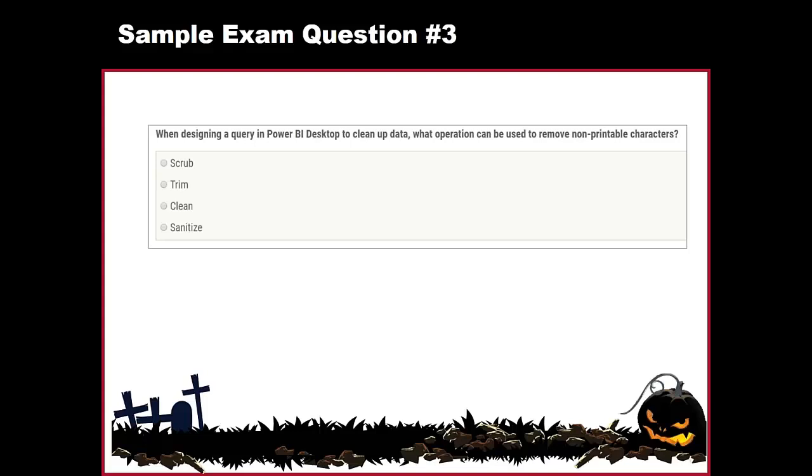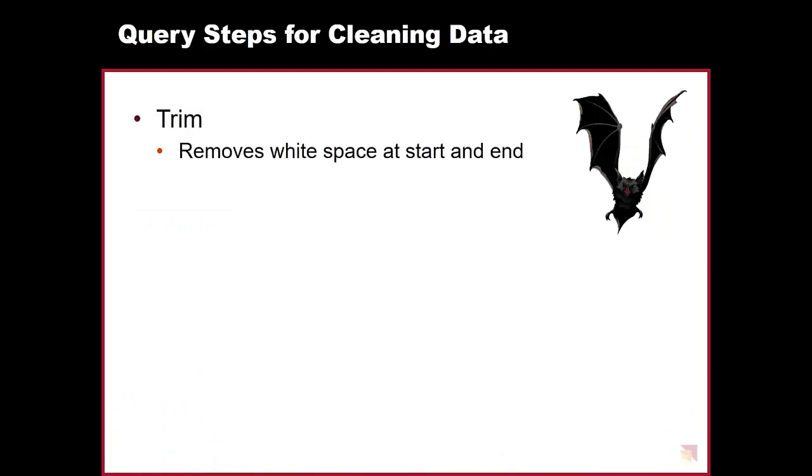Okay, question number 3. When designing a query in Power BI Desktop to clean up data, what operation can be used to remove non-printable characters? Okay, well, we have scrub, trim, clean, and sanitize. Now, scrub and sanitize are not real operations. I made them up because that's the name we use in other tools. So trim and clean are both actual operations that you can use in a Power BI Desktop query. And clean is the one that actually does the work of removing non-printable characters. So cleaning data will definitely be on the test. Remember that trim removes the white space at the start and end.